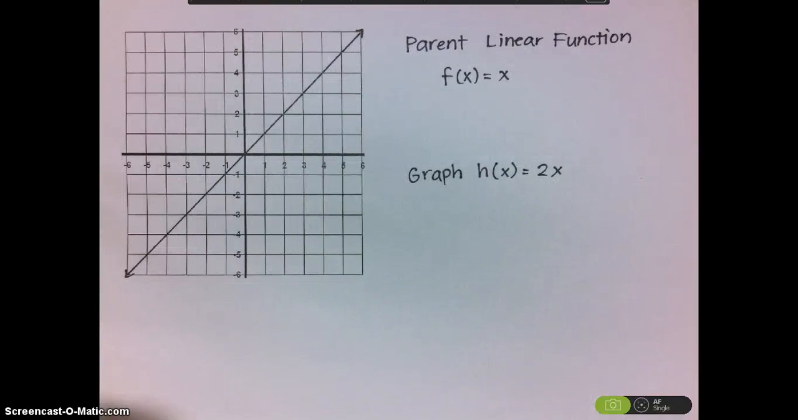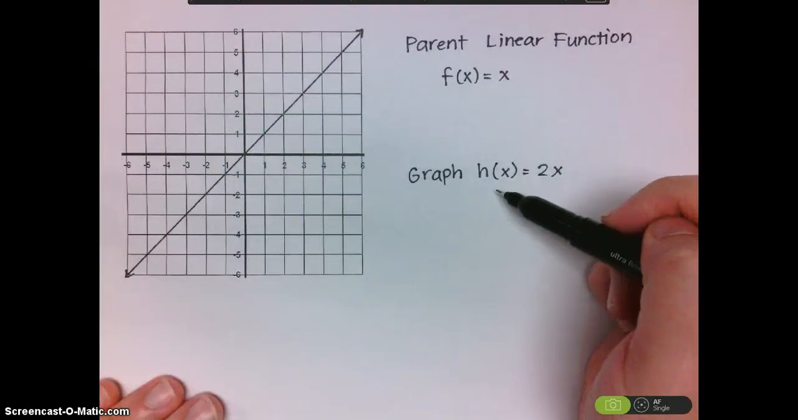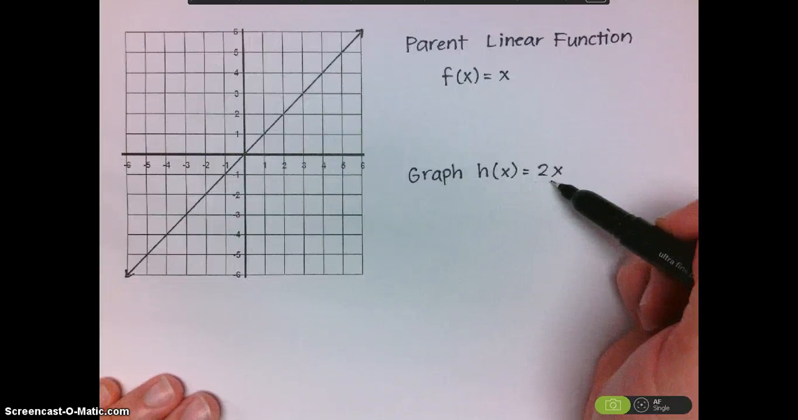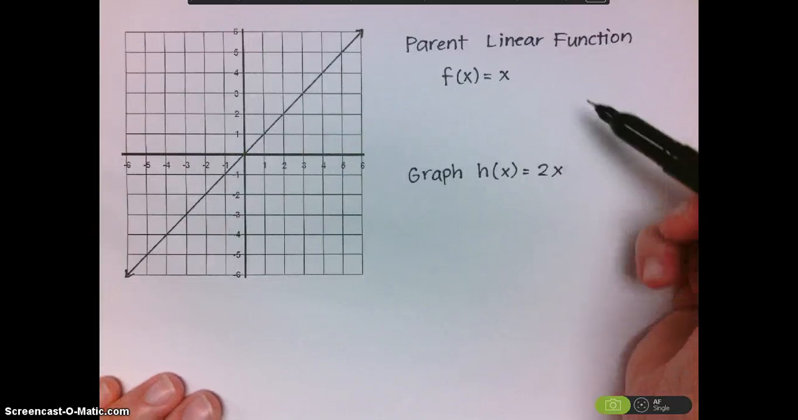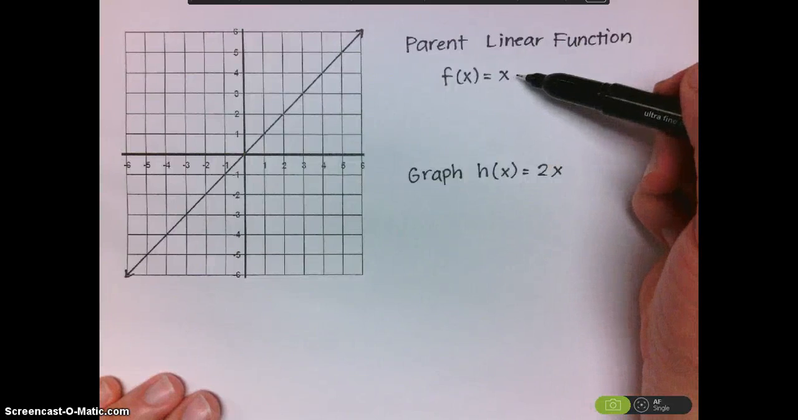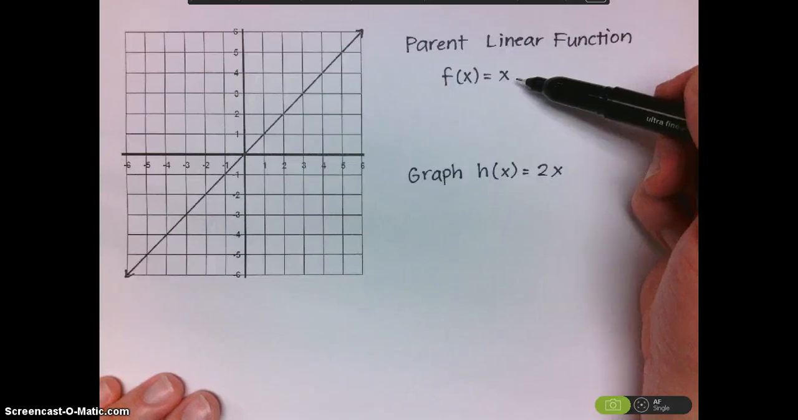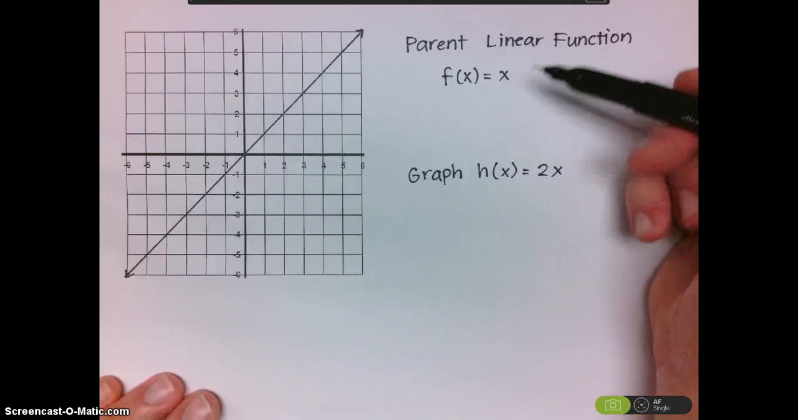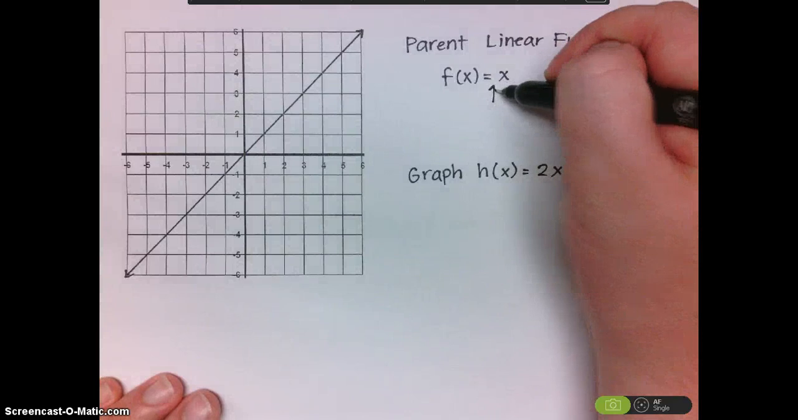Again, I'm given a different function. This time h of x is equal to 2x. And I want to first compare it to the parent linear function, the very basic one of simply f of x equal to x. And just like we did before, let's compare. Let's start by looking at the slope of both of them.